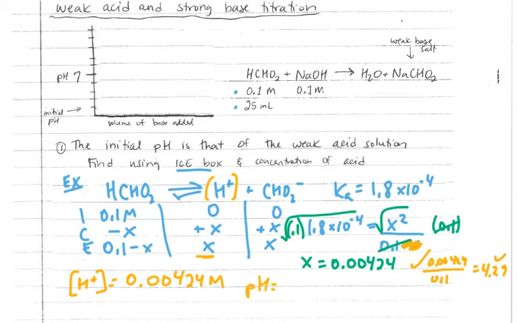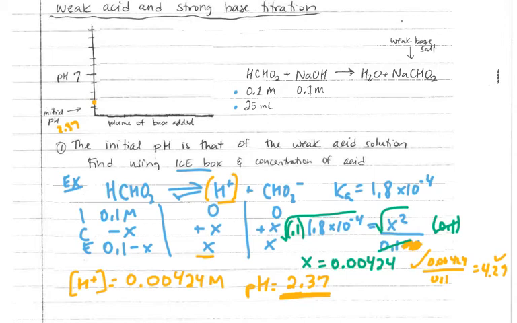So therefore our pH is the negative log of that. And the negative log of that is 2.37. All right, so we can mark that here on our titration. The initial pH is, let's call this 2.37 right here. Not quite as acidic before because this is a weak acid. So a 0.1 molar solution of a weak acid is not going to have as low a pH as a 0.1 molar solution of a strong acid because it doesn't have as high of a concentration of hydrogen ions.